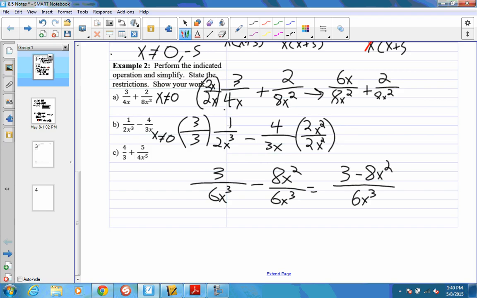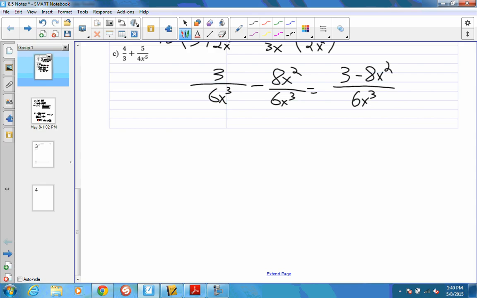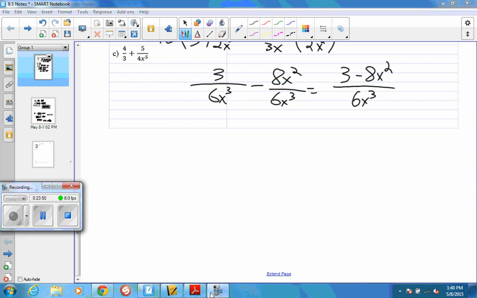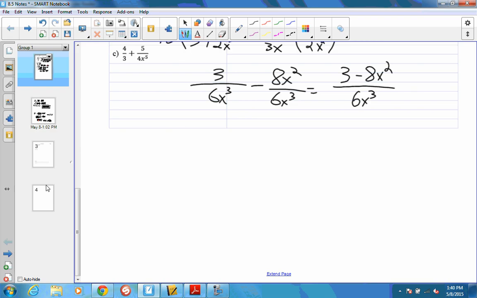Done? No. What do I need to do, Christian? Yeah, I need to factor the numerator and reduce. What can I pull out? Guys, there's nothing I can pull out of 3 minus 8x squared. So I'm done. Nothing I can pull out. Did you state your restrictions? Yeah, I did up here, right?